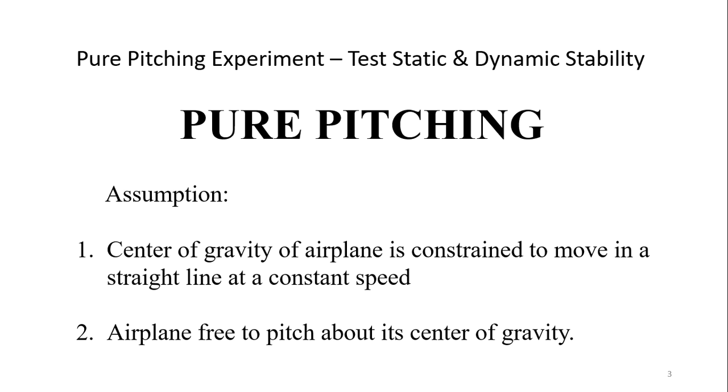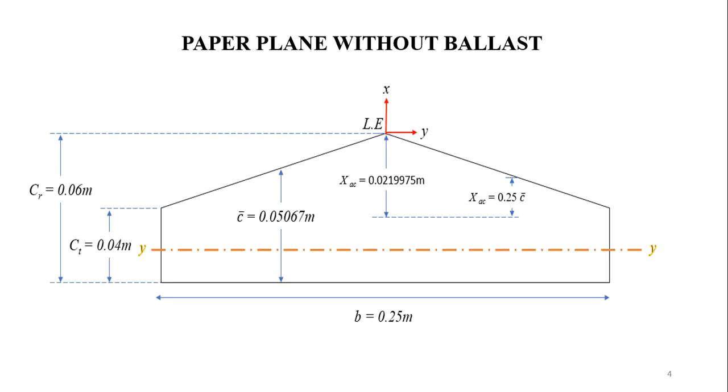In pure pitching, we assume, number 1, the center of gravity of the airplane is constrained to move in a straight line at a constant speed. Number 2, the airplane is free to pitch about its center of gravity. So, we can make a wing-only configuration paper plane by following these dimensions. Of course, we need to calculate the location of the aerodynamic center as well.